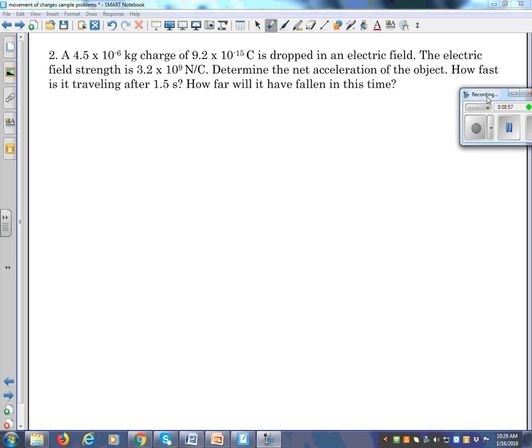We have the mass. It's in kilograms. This is coulombs, so that is charge. Dropped into an electric field. The electric field strength is 3.2. That is our E value. Determine the net acceleration of the object. We're looking for a. How fast it's traveling after 1.5 seconds. That's our time. How far, we're solving for d there. Lots of things.